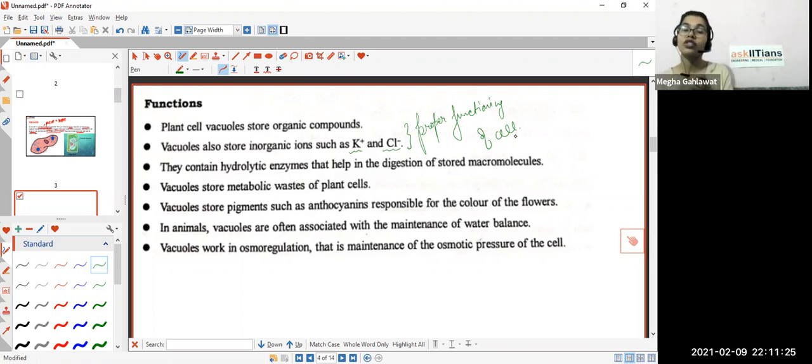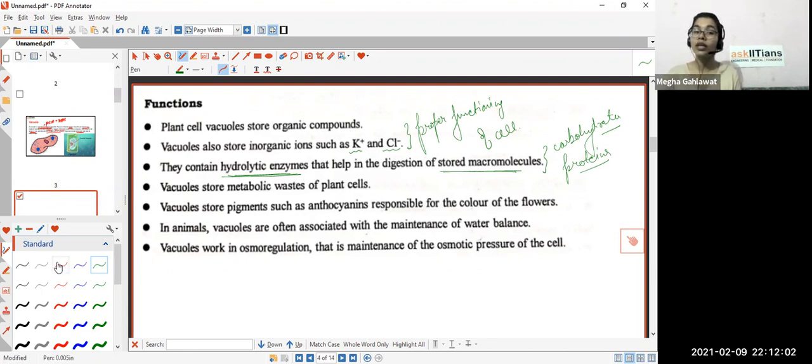Metabolic reactions are the reactions which occur in any living body, be it human beings, plant cells, animals, microorganisms, etc. Apart from that, they have the hydrolytic enzymes that help in the digestion of stored macromolecules. What are macromolecules? Macromolecules are things like carbohydrates and proteins, molecules which are bigger in size and are a big help in the survival of human beings or multiple organisms.